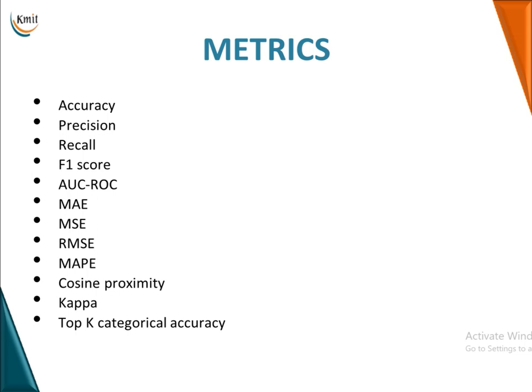And then the last one is MAPE, the mean absolute percentage error. It gives you the average percentage difference between your predicted value and your actual value, and it is specifically useful in regression tasks. When you are working with percentage error, then you go for MAPE.